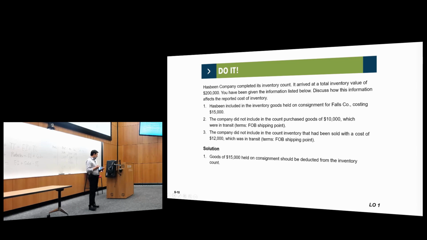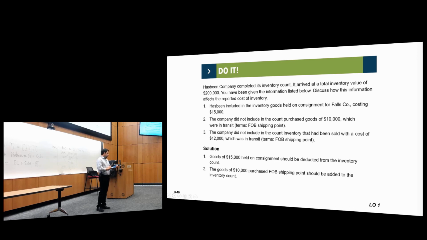And then the company did not include in the account purchased goods for $10,000, where the terms were FOB shipping point. So FOB shipping point, who paid for that? The buyer. So they own them, right? Should they include them in their inventory? So they need to add that to their inventory.